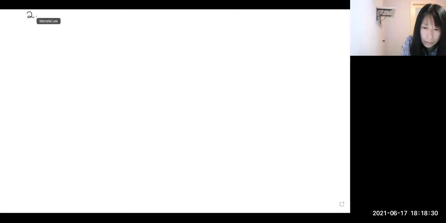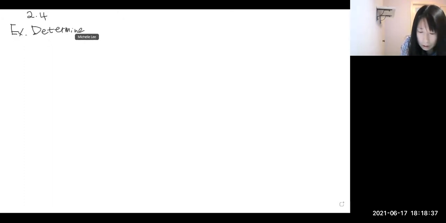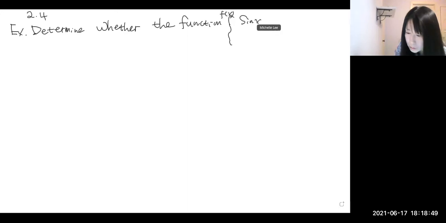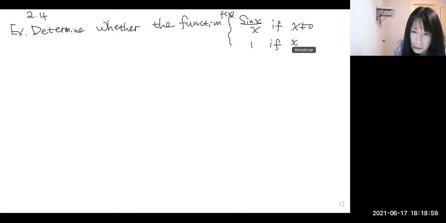Determine whether the piecewise function f of x equal to sin x over x if x is not equal to 0, and 1 if x equal to 0, is continuous at x equal to 0.